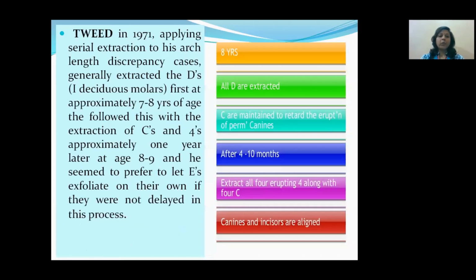Later on, Tweed in 1971, applying serial extraction to his arch length discrepancy cases, gave a different pattern or sequence of extracting the teeth. Generally, he extracted the first deciduous molars first at approximately 7 to 8 years of age, then followed this with the extraction of primary canines and first premolars 1 year later at the age of 8 to 9. He seemed to prefer to let the Es exfoliate on their own if they were not delayed in this process. So, in the Tweed procedure, all the first primary molars are extracted first, and then after, all the primary canines and first premolars are extracted 1 year after, along with the C.